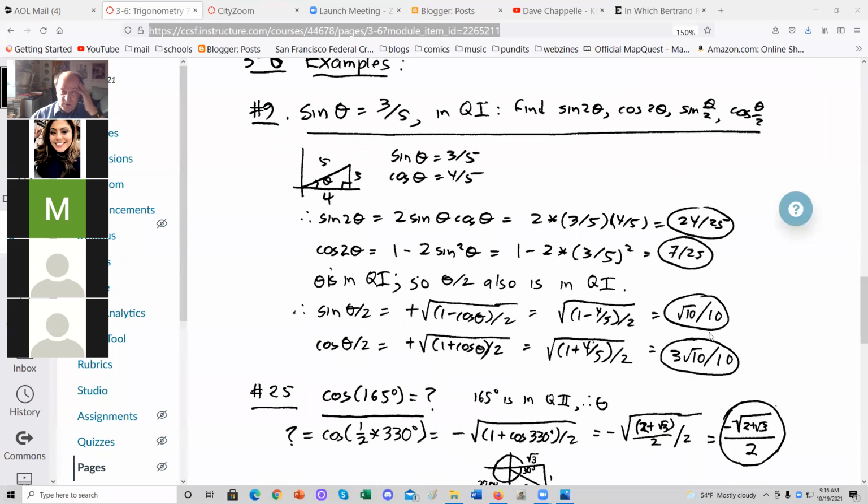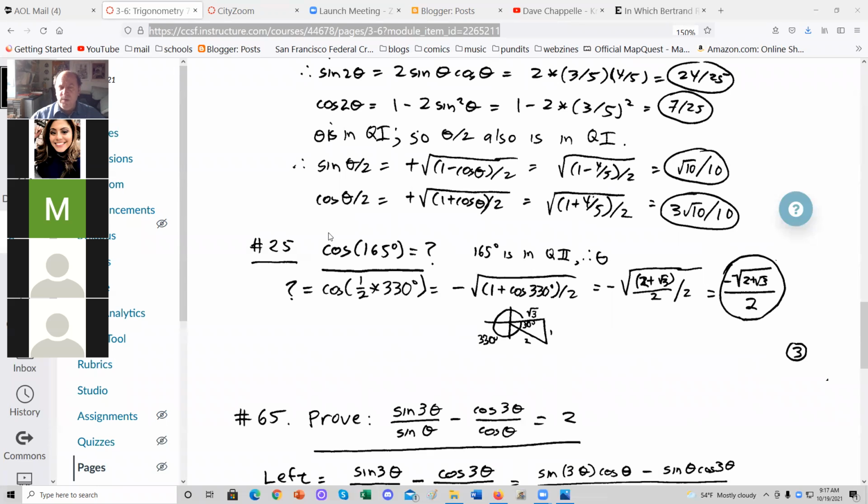Now, for theta over 2, you have to know which quadrant theta over 2 is in. Theta is in the first quadrant. Half theta will also be in the first quadrant. So therefore, you get plus in both cases. Sine theta over 2 is the plus square root of 1 minus cosine, all that over 2. So the square root of 1 minus 4/5, all over 2, which comes out to, after some arithmetic, root 10 divided by 10. Cosine of theta over 2 is the plus square root of 1 plus cos theta, that over 2. So the square root of 1 plus 4/5, that over 2, which after some arithmetic is 3 root 10 over 10.